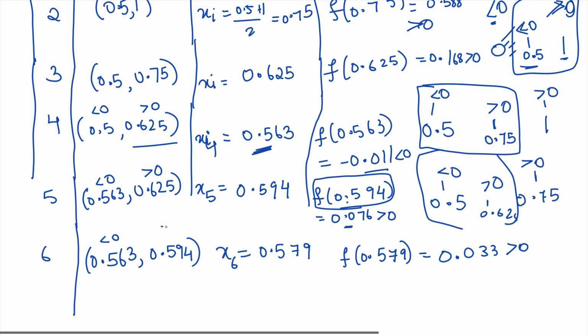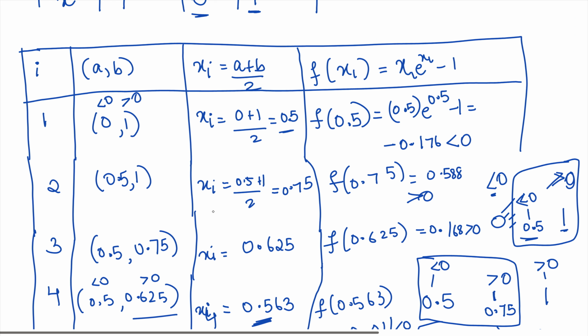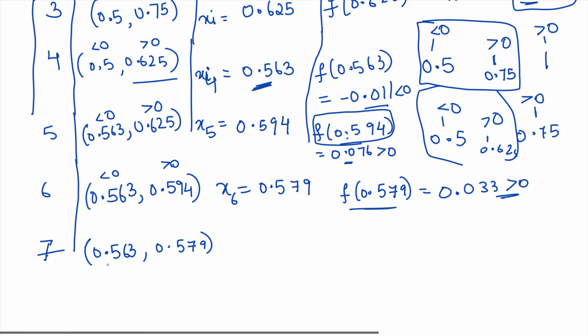So this is less than 0, this is greater than 0, and the middle number is also greater than 0. So we would take the middle number and a less than 0 one, correct? Now seventh one would be 0.563 comma 0.579. Are you noticing initially we started with what? 0 and 1. Now our root is between 0.563 and 0.579. We have shrunk the interval very much. So x7 would be 0.563 plus 0.579 divided by 2. So it would be 0.571.